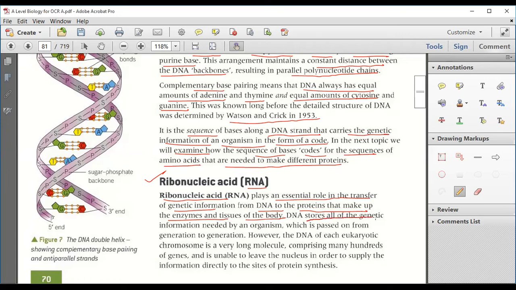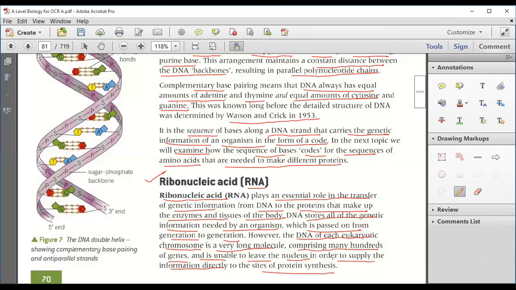Now DNA stores all the genetic information needed by the organism. So DNA is like a hard disk. It is storing each and every piece of information which is passed on from generation to generation. However, the DNA of each eukaryotic chromosome is a very long molecule. Eukaryotic cells have chromosomes, each a very long molecule comprising many thousands of genes, and it is unable to leave the nucleus in order to supply the information directly to the site of protein synthesis.